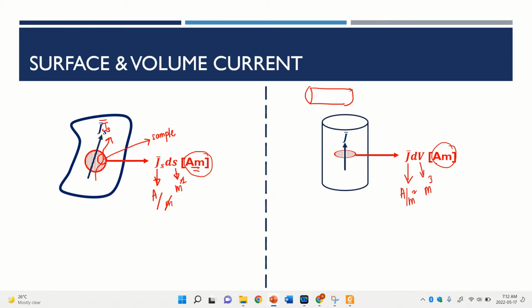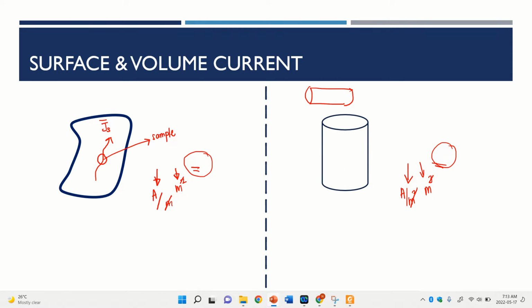Same as before, J, which is the current density, you have to multiply with dV, because this is a volume structure. So it will be J, usually in ampere per meter squared, and dV, usually in meter cubed, and therefore you will get your results. This sample has a current of ampere per meter.